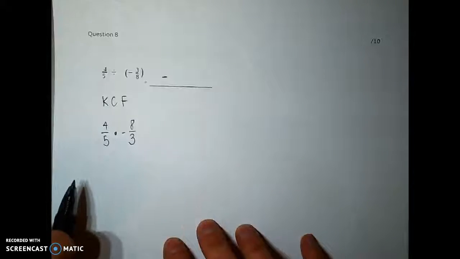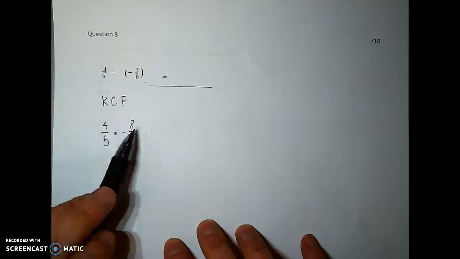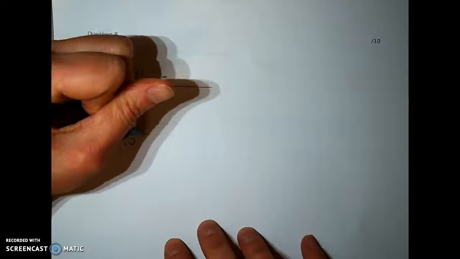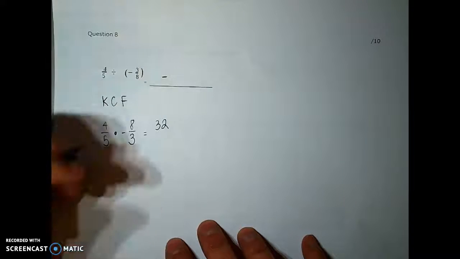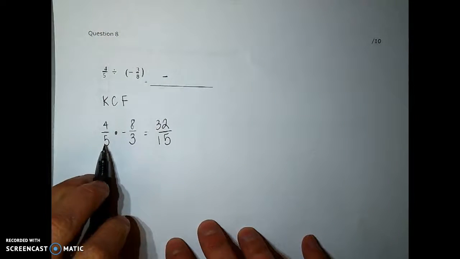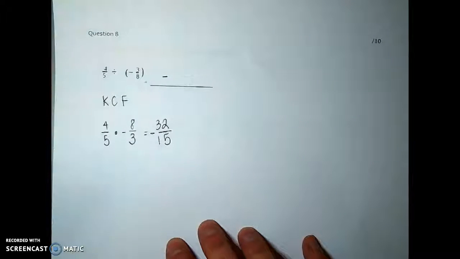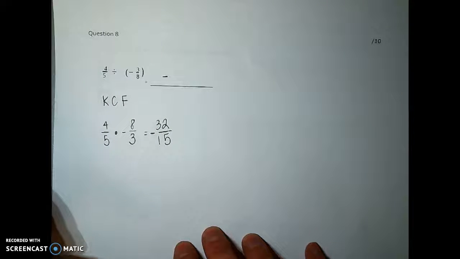Then I want to see if anything cancels out. Now in this case, nothing cancels out, so I take 4 times 8, which gives me 32. 5 times 3 gives me 15. And like we said before, because we took a positive times a negative, that's going to give me a negative answer. Now, next thing I want to do is write that as a mixed number.